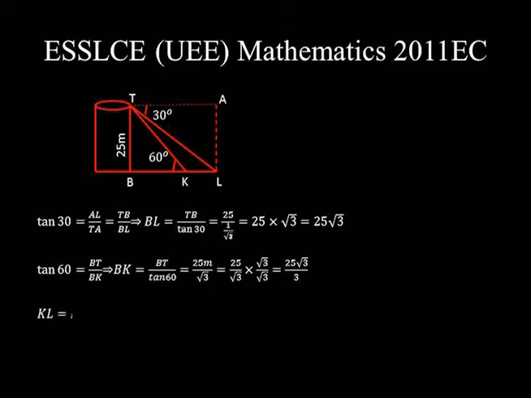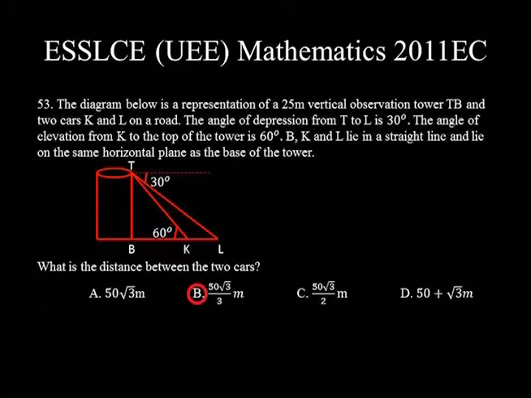KL is equal to BL minus BK. This implies BL is 25 root 3 minus BK, which is 25 root 3 over 3. To find the difference between these expressions, just multiply 25 root 3 by 3. That gives us 75 root 3 minus 25 root 3, the whole over 3. 75 minus 25 is 50 root 3 divided by 3. Therefore, choice B is the correct answer.